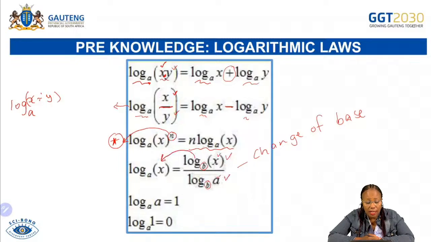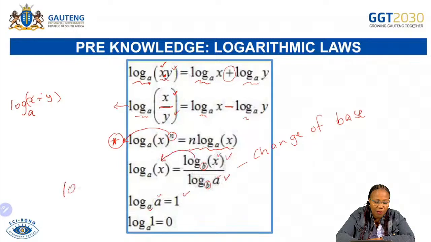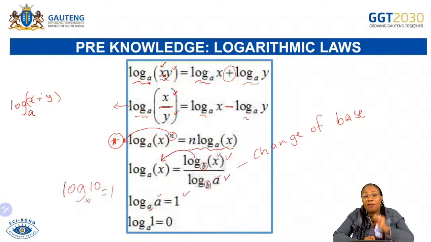And then the next law, if you have the log of A base A, can you see that the log is the same as your base there? So this will be equal to 1. That simply means if I have the log of 10, remember they normally don't write that base 10 there, this log 10 base 10 is equal to 1. It simply means if your log is the same as your base, then this will be equal to 1. And then the log of 1, it doesn't matter what the base is, as long as it's the log of 1, the answer will be 0.